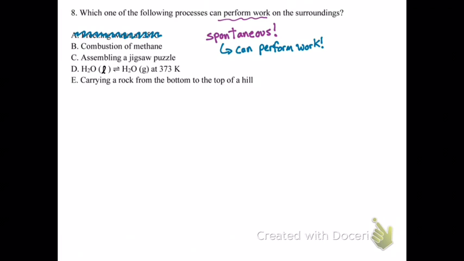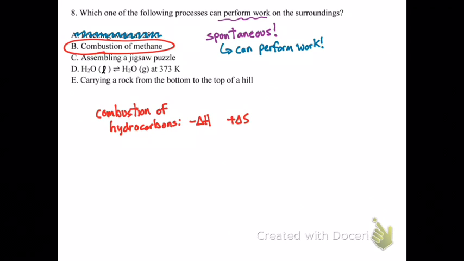Combustion of methane. I like that answer. The combustion of hydrocarbons, molecules containing carbon and hydrogen, and things like carbohydrates, which have carbon, hydrogen, and oxygen, lead to exothermic reactions, and they lead to an increase in entropy. This is a perfect storm for a spontaneous reaction. So combustion of hydrocarbons, such as methane, is going to be spontaneous and can do work.